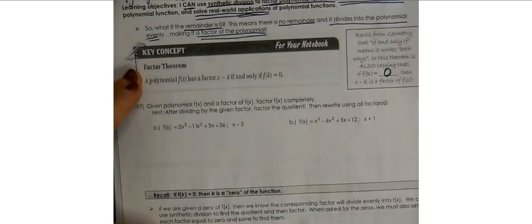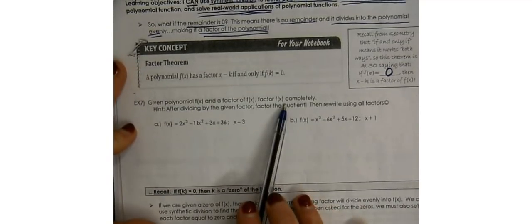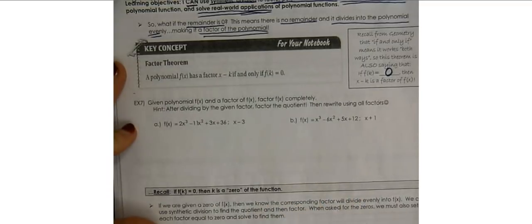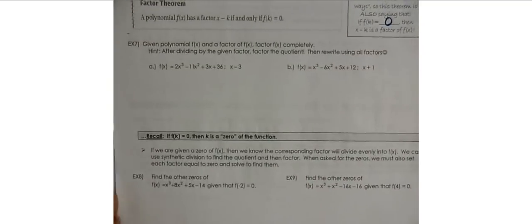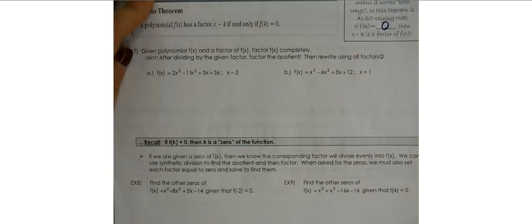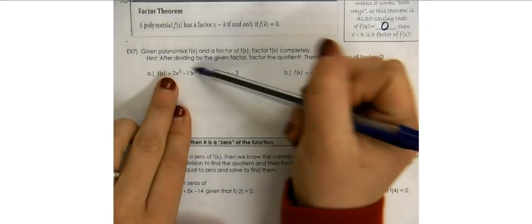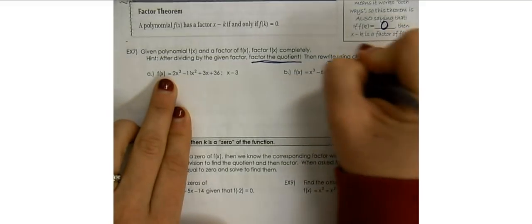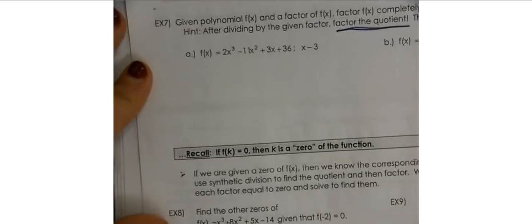So for example number 7, it says, given a polynomial and a factor of the polynomial, factor it completely. And then after it's factored completely, for examples 8 and 9, we're going to identify the zeros. So we're going to factor the polynomial completely. And you're going to have to do factoring to a whole new level. So it says, hint, after dividing the given factor, factor the quotient, and then rewrite using all factors. So those are your steps. I know it looks kind of confusing, so let's just hop right into a problem.